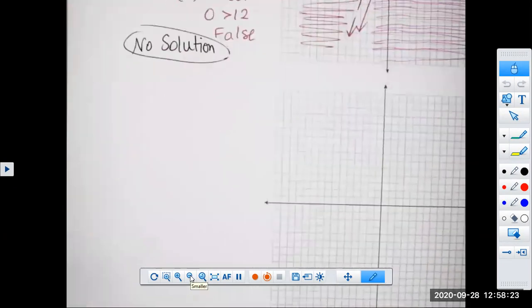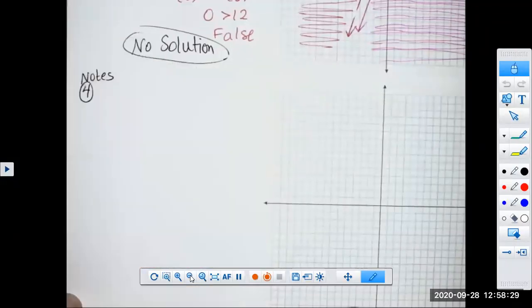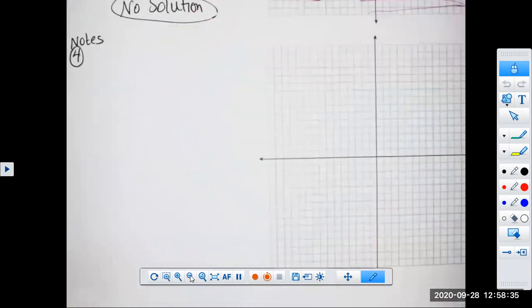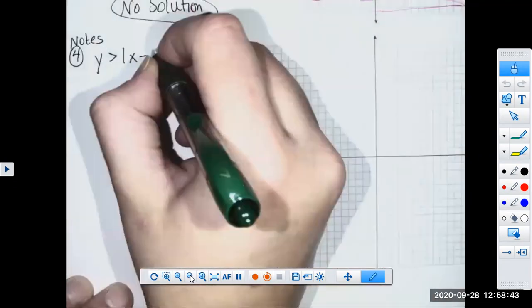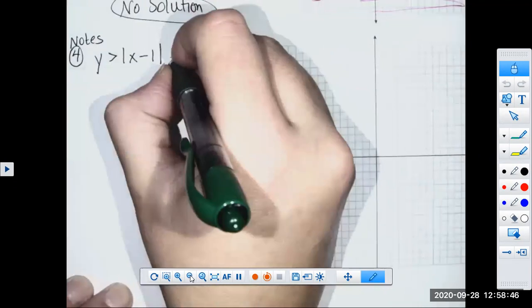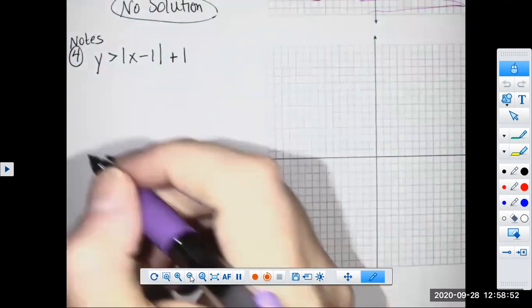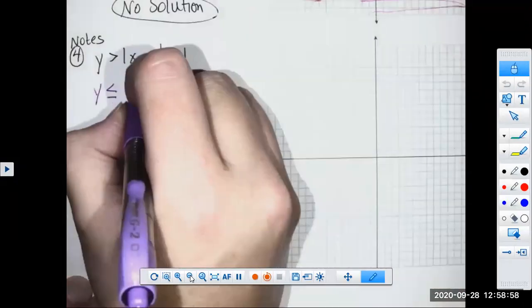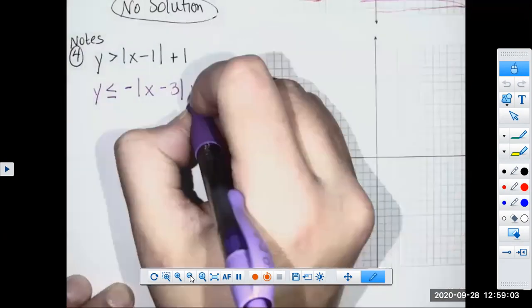Okay, this next problem is from number 4 in your notes. We have y greater than the absolute value of x minus 1, plus 1, and y less than or equal to negative the absolute value of x minus 3, plus 4.